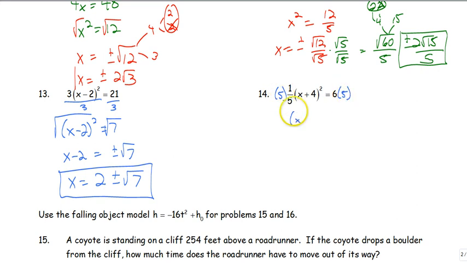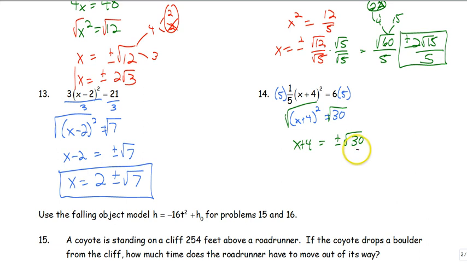So we get x plus 4 squared equals 30. Now you can take that square root to free up the x plus 4. Those will cancel. Only if it's grouped, though, will it work. So you get x plus 4 is equal to plus or minus the square root of 30.